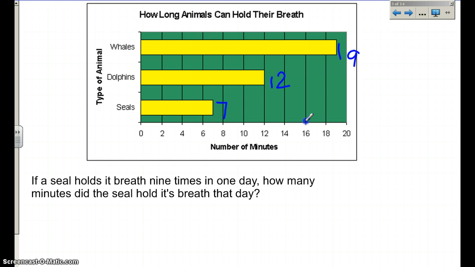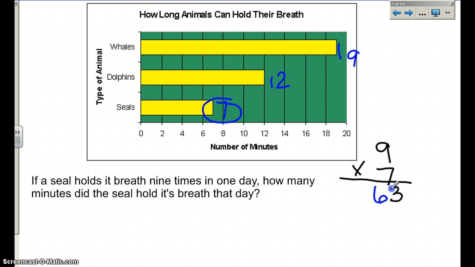Okay, now I'm going to move to my question. If a seal holds its breath 9 times in one day, how many minutes does the seal hold its breath? Well, I know that a seal will hold its breath for 7 minutes. So if it holds its breath 9 times, 9 times 7, and I know my facts, so 9 times 7 is 63. So the correct answer is the seal will hold its breath 63 minutes that day.